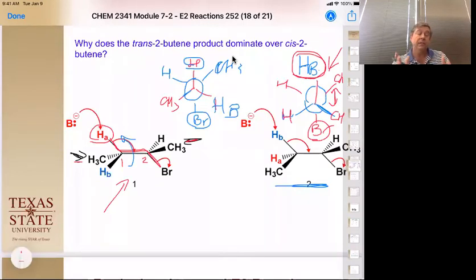And it's difficult to see without that Fischer projection, at least for me. But do you see why this configuration is giving the trans? Because the methyl groups are opposite each other, and this configuration is giving the cis. And we're just having a preferential removal of one hydrogen versus the other because of the stability of that conformer.